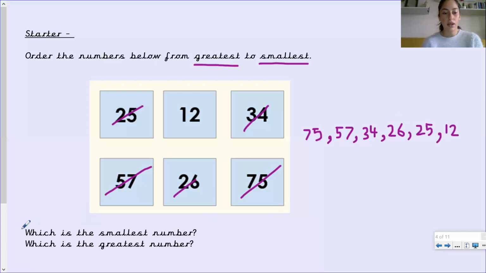Now pause the video and have a think about these questions now that we've done it together and explain why. So which is the smallest number and how do you know? Then which is the greatest number? How do you know?